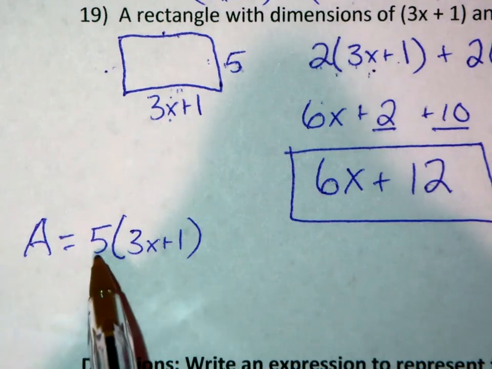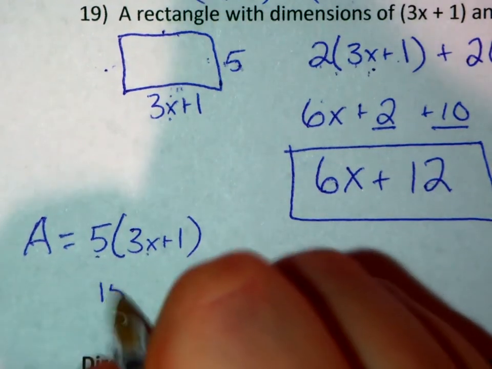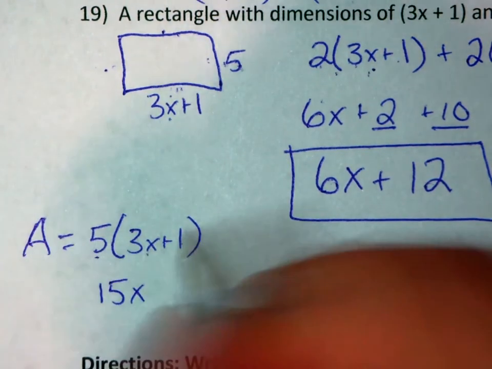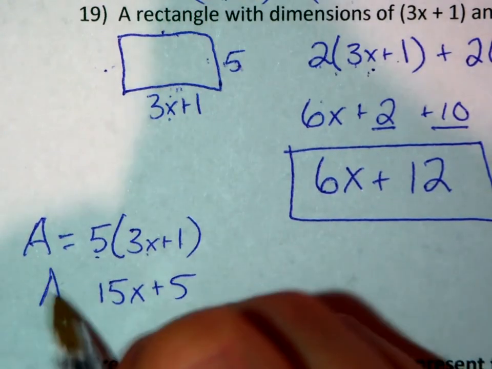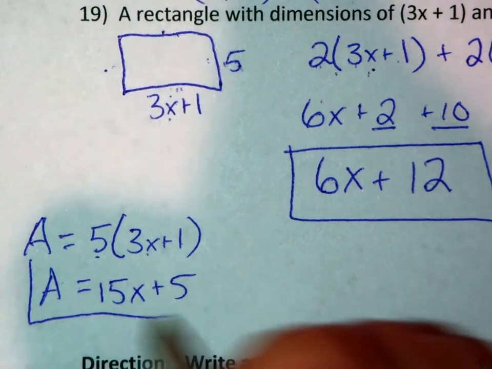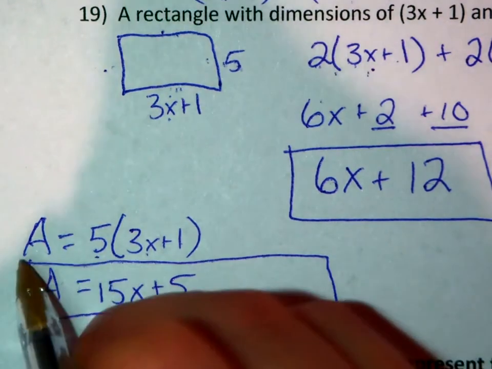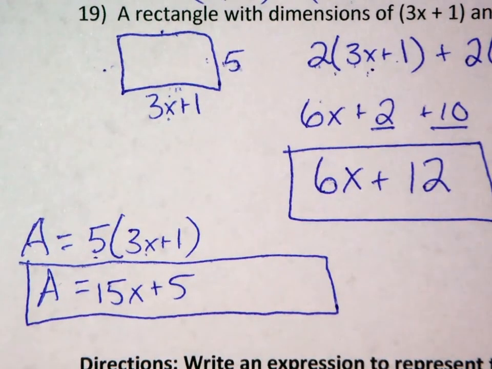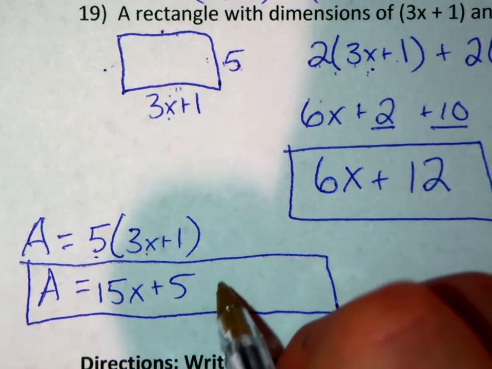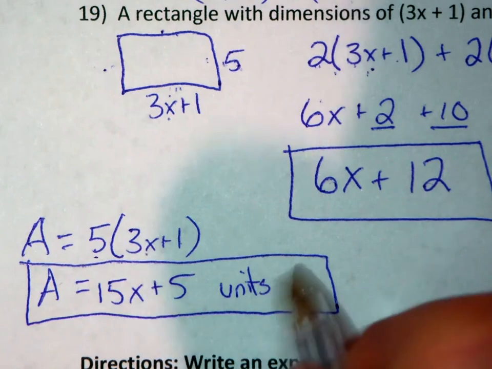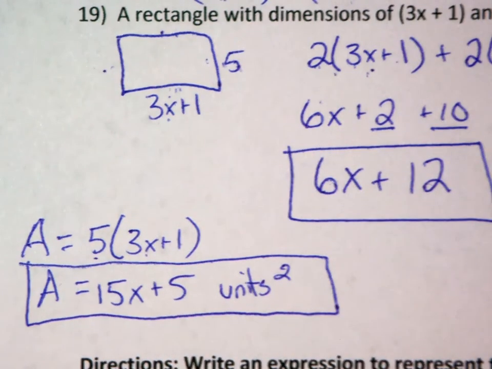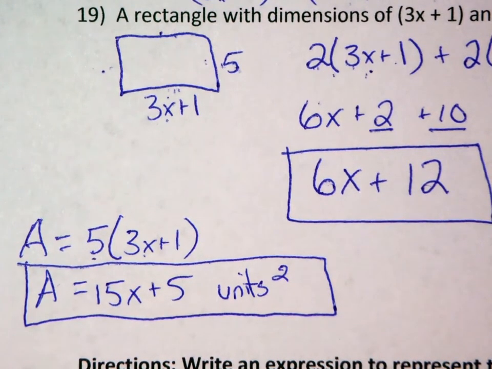So now we distribute. 5 times 3x is 15x. 5 times positive 1 is 5. And so my area equals 15x plus 5. And if you want to give that a dimension, you can call it units squared. However, I am not going to be particularly picky at this point in the year.